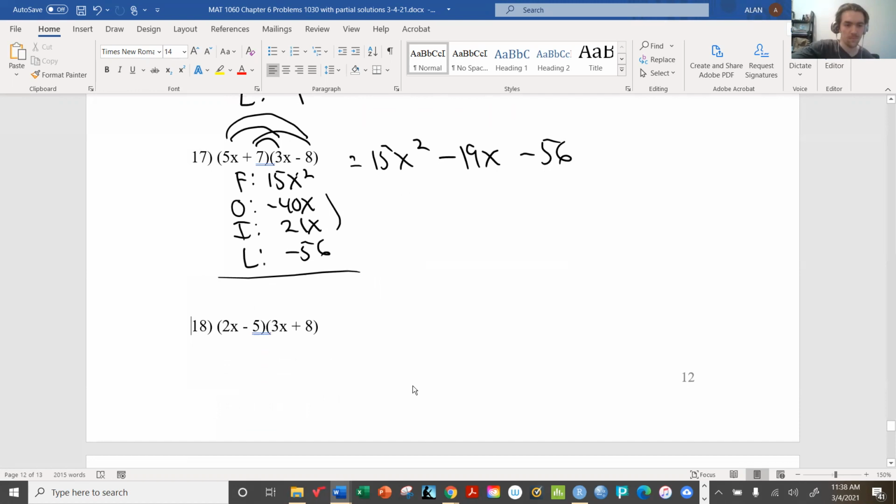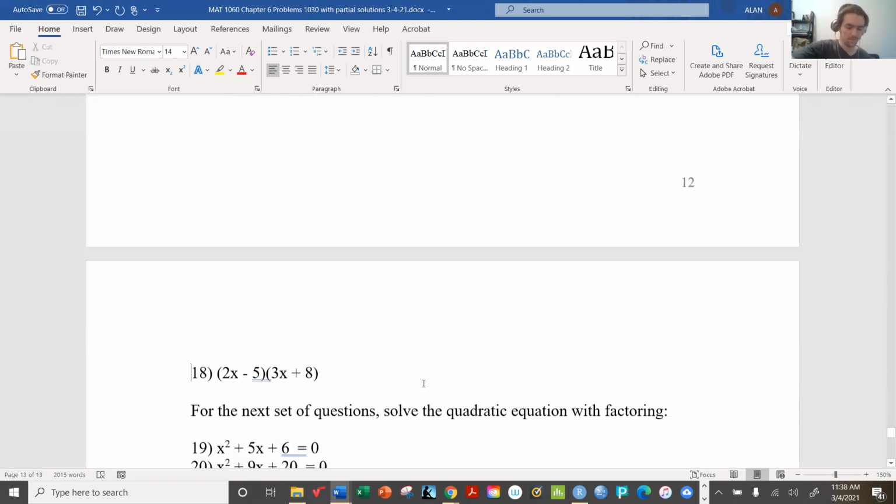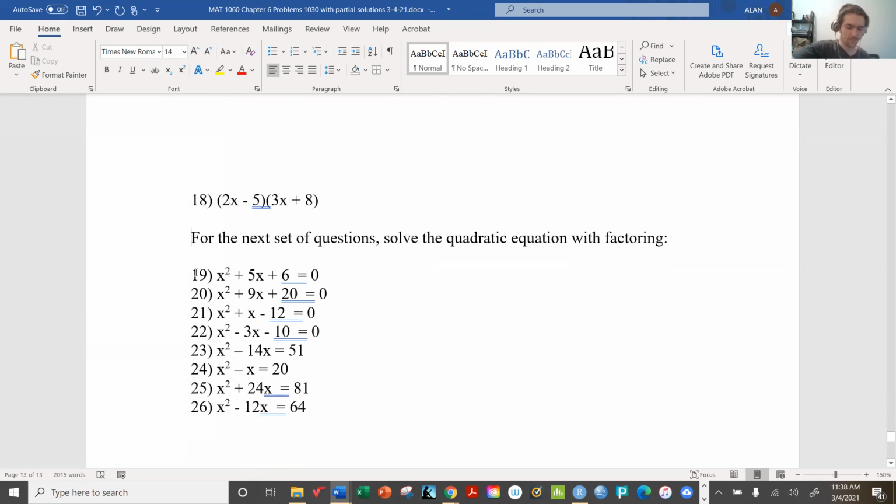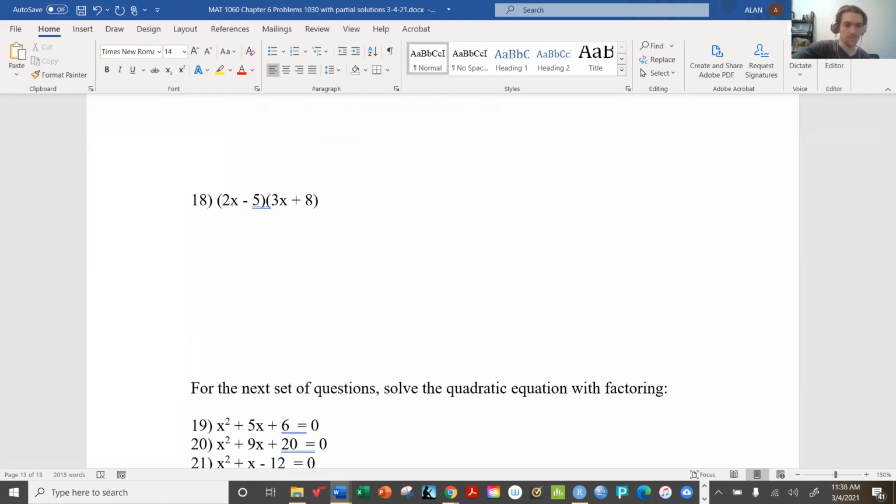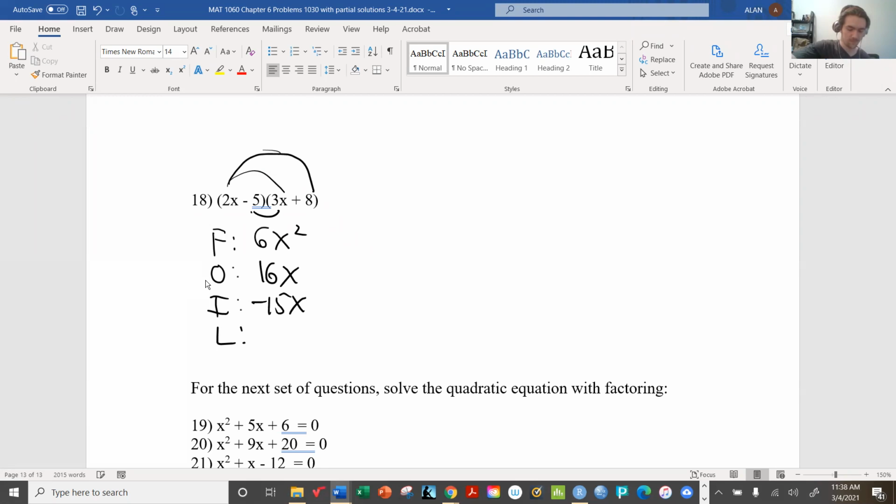All right, now one more. Let me jump this down to this page so it's all together in one place. That's better. All right, here we go. First, outer, 16x, inner would be these two. And then finally last. Beautiful.